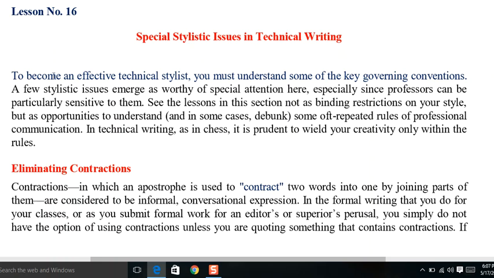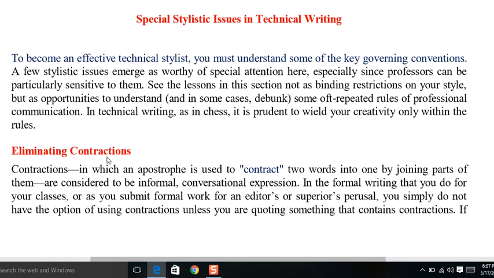Let's read. To become an effective technical stylist, you must understand some of the key governing conventions. A few stylistic issues emerge as worthy of special attention here, especially since professors can be particularly sensitive to them. Fine. It is important to understand, and in some cases debunk, some often repeated rules of professional communication. What are the major rules?